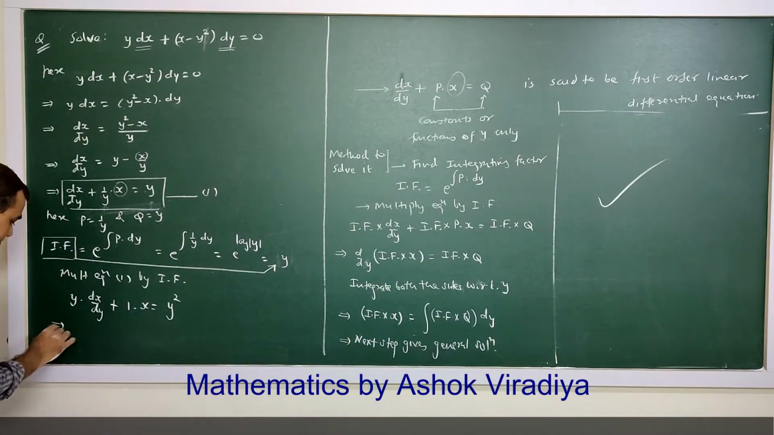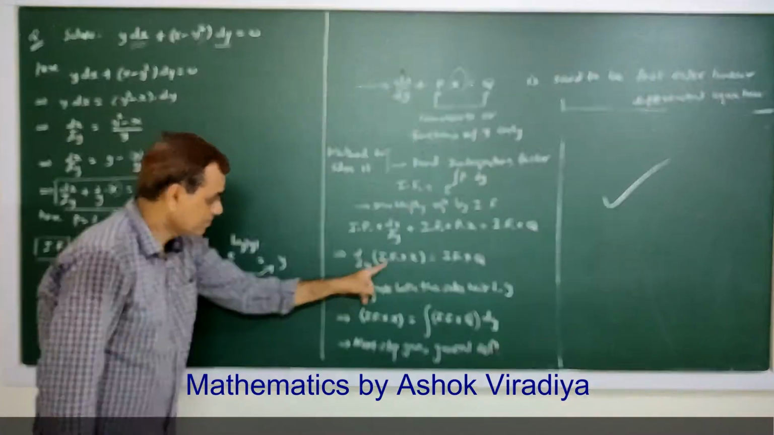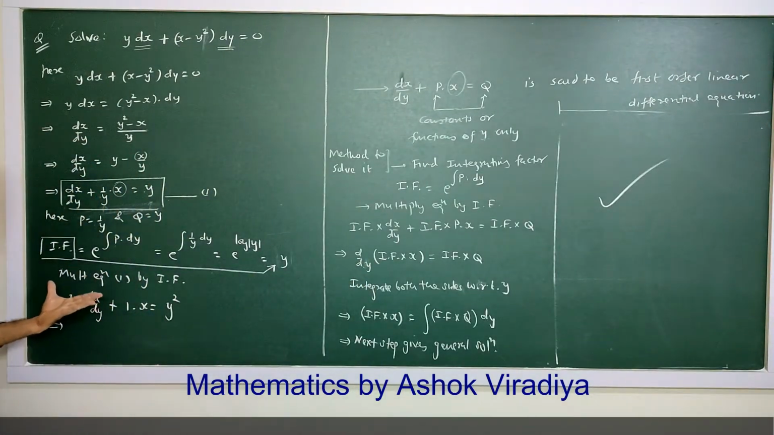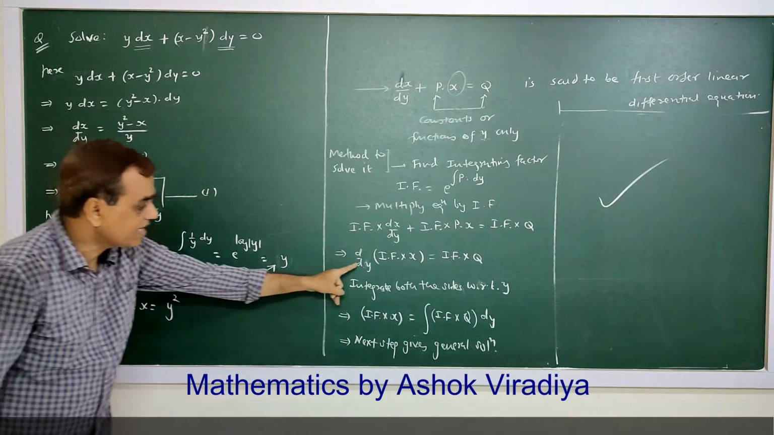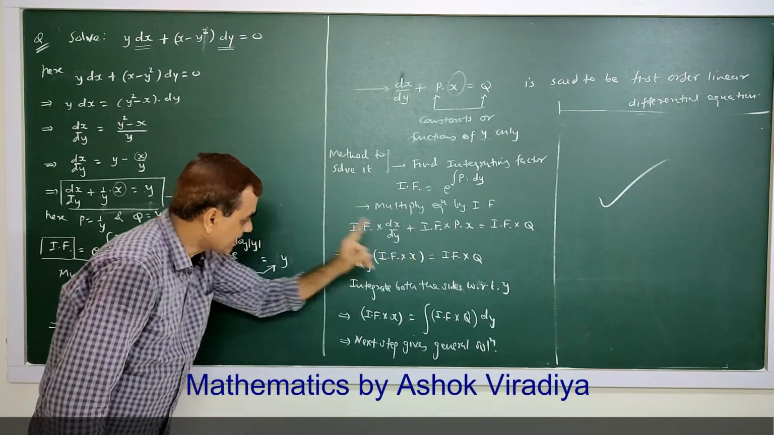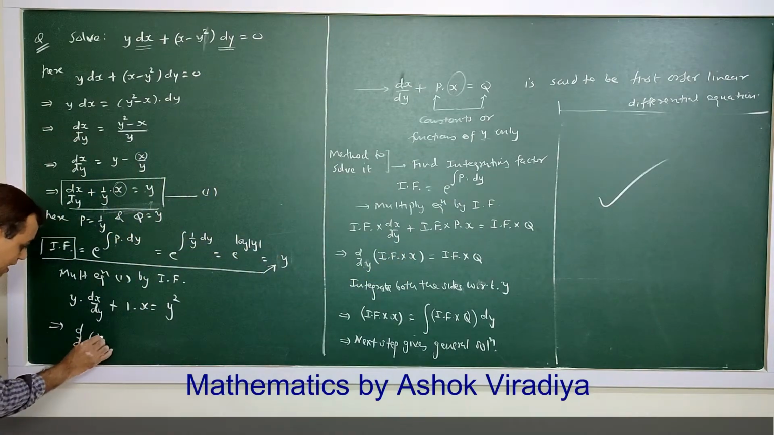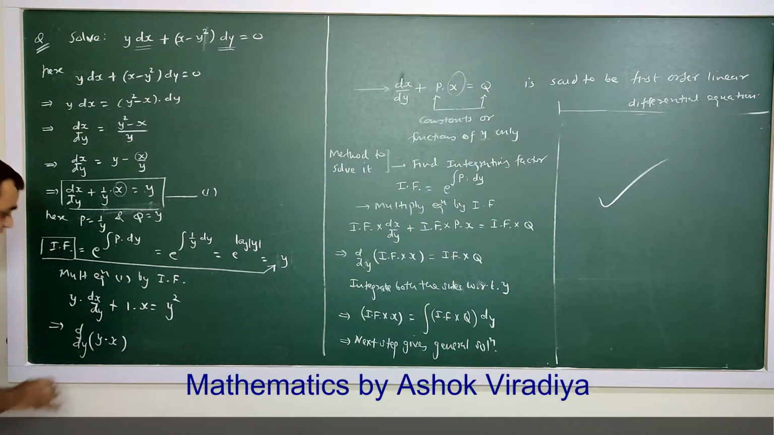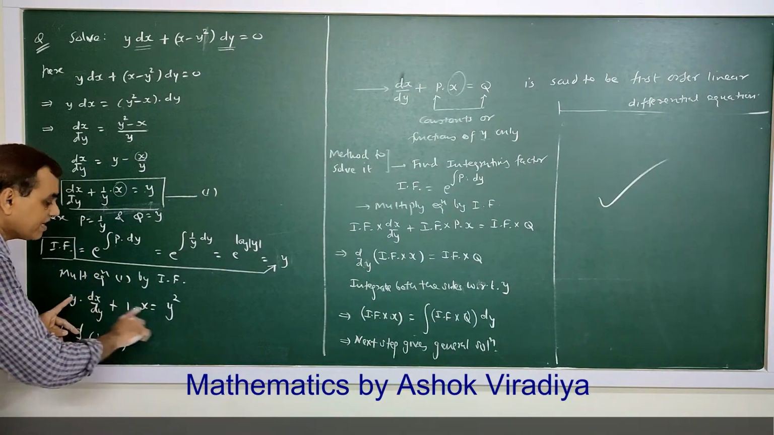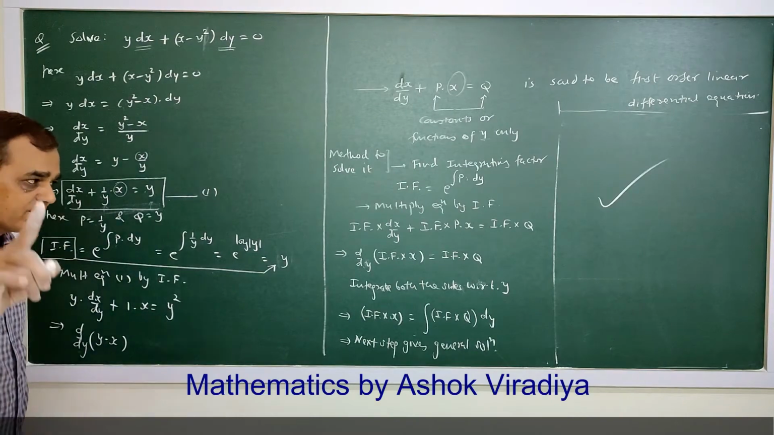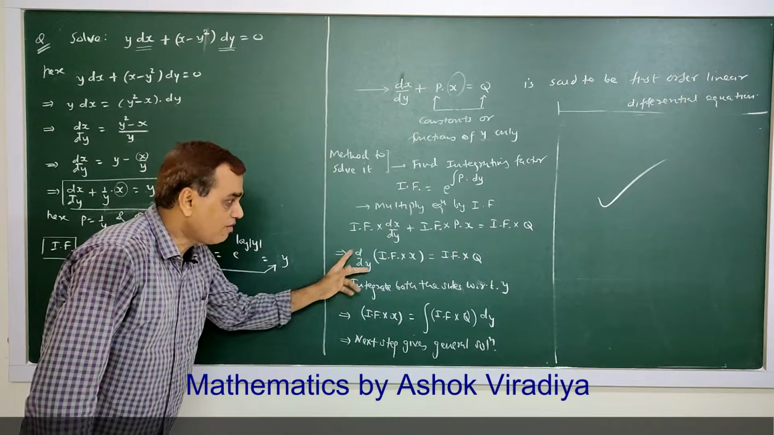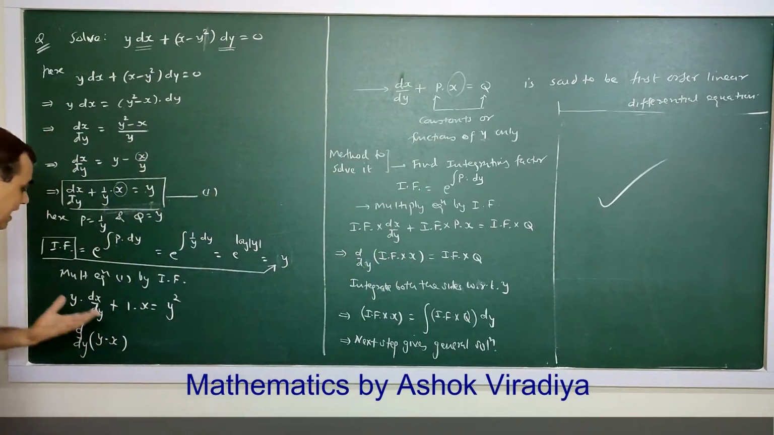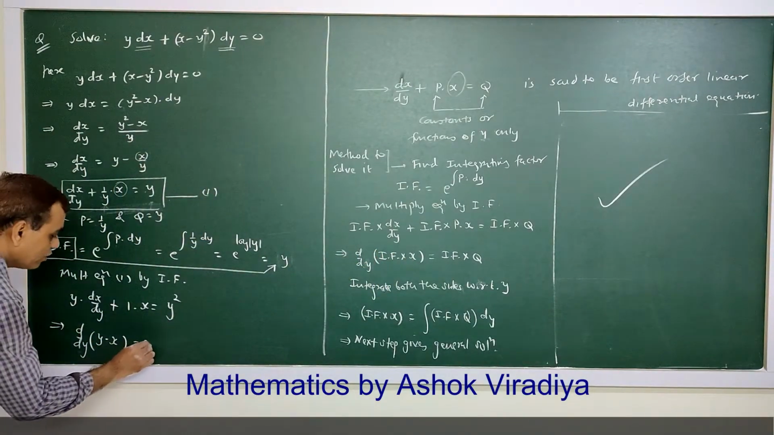So next step, now this step. This will be nothing but d by dy of the integrating factor into x. The integrating factor is y, so y into x. This is fixed. In every such problem, after multiplying equation 1 by the integrating factor, the next step will always be d by dy of the integrating factor into x. It is equal to y square.